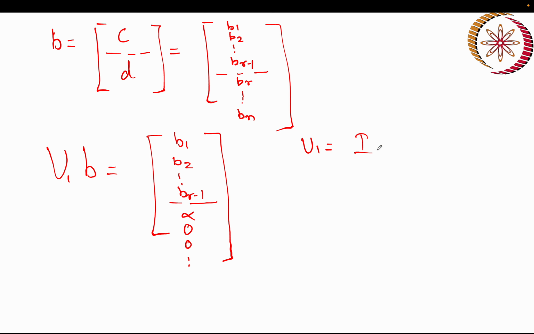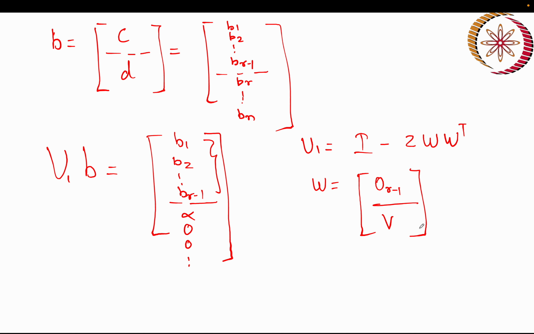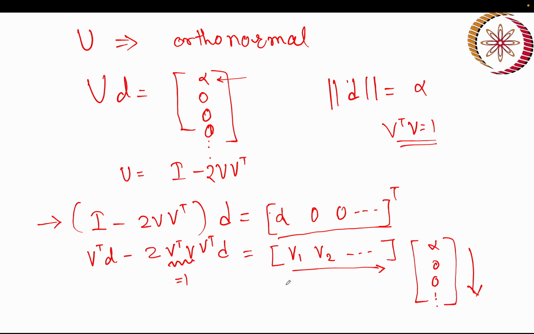So u was I minus 2 w w transpose, and this w we have separated into a 0 part, which will be of r minus 1 size vector, so it is of similar size as this one, and below that it will be v. Okay, and then in the components in this v we found out v1. So you see that we have found out this v1.